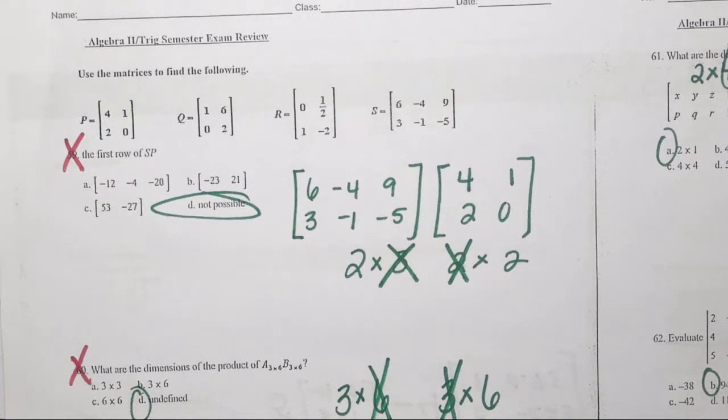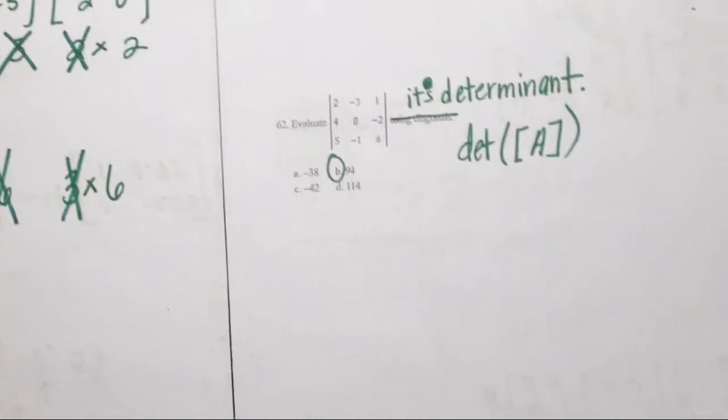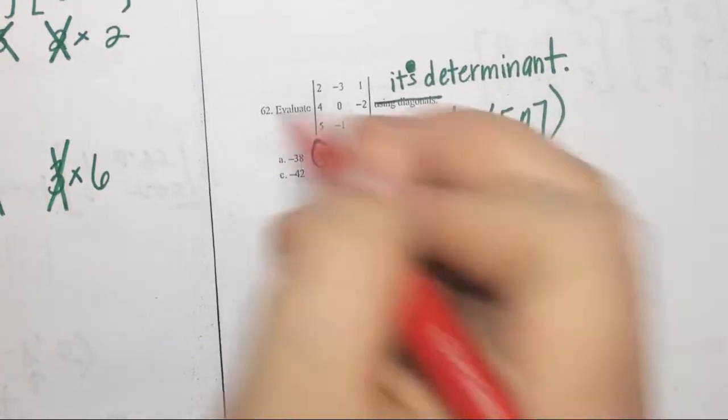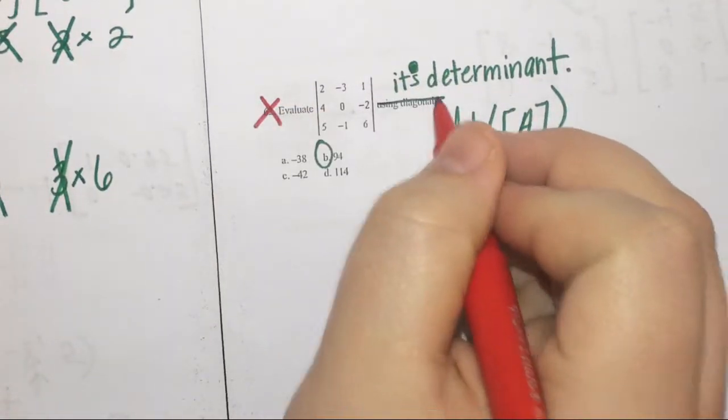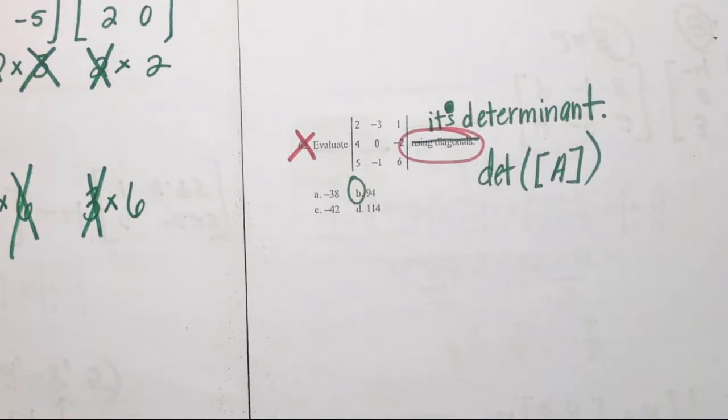And the last one we're going to get rid of that we've already worked is on the same page. We're going to get rid of 62. Now, we changed the direction so we can figure it out, but originally it said using diagonals. And I promise there is not one on the test that says using diagonals, because we didn't learn that way. We just put 3 vectors in our calculator and found the determinant using the calculator.